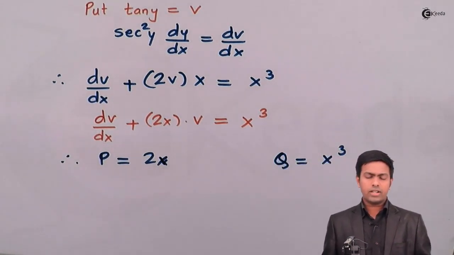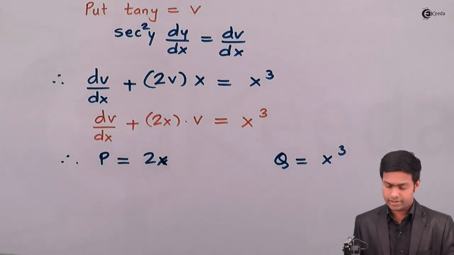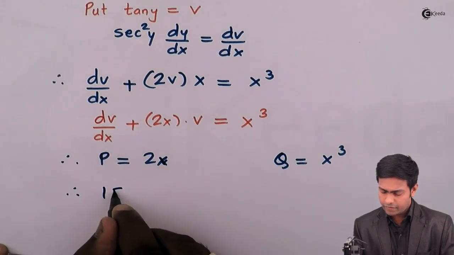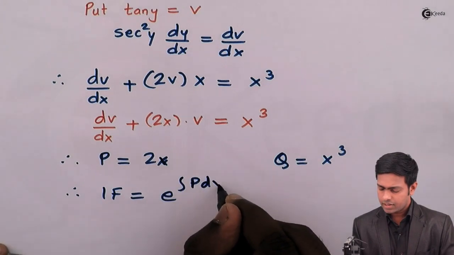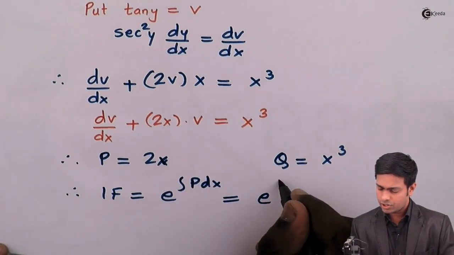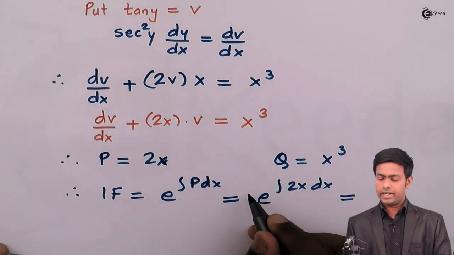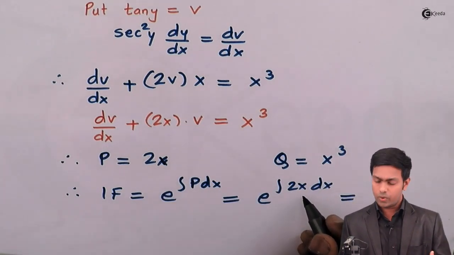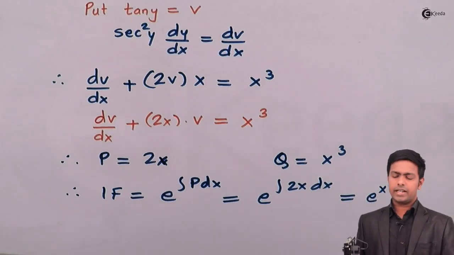Now we have to solve this linear differential equation, so we know we have to first find the integrating factor. Therefore, the integrating factor is given by the formula e raised to integration of p dx, which is e raised to integration of 2x dx. Now 2 will come outside, integration of x is x square upon 2, 2 and 2 cancel, so e raised to x square. So this is the integrating factor.